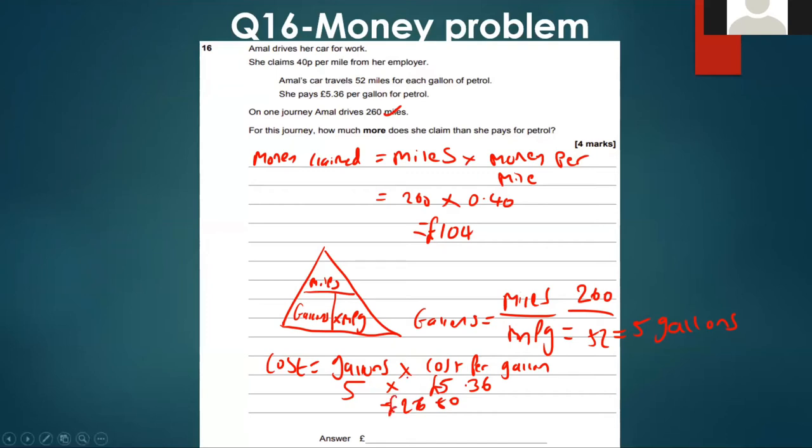Now, it says how much more does she claim than she pays for petrol? What that actually means is basically, what is the profit? So how much is she earning, how much is she getting extra? So basically what we're doing is a bit of subtraction.